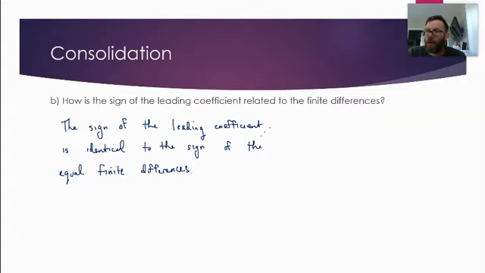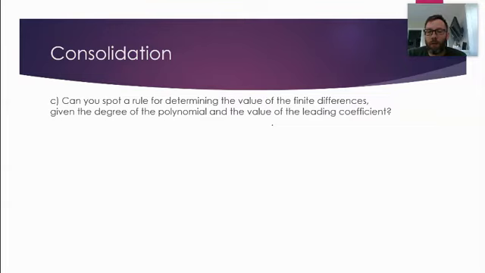Now, those two connections you probably made weren't too overwhelmingly complicated. I imagine most of you made those connections right away. The next one's not so obvious, though. Can you spot a rule for determining the value of the finite differences given the degree of the polynomial? So given the degree n and the value of the leading coefficient a, can you derive a formula?